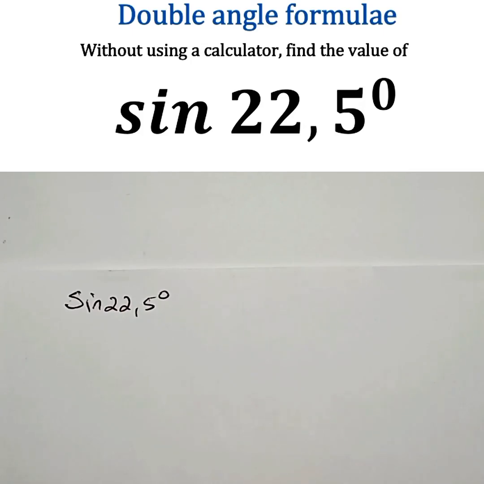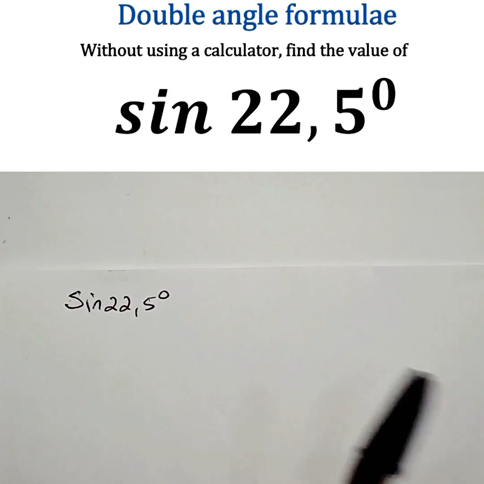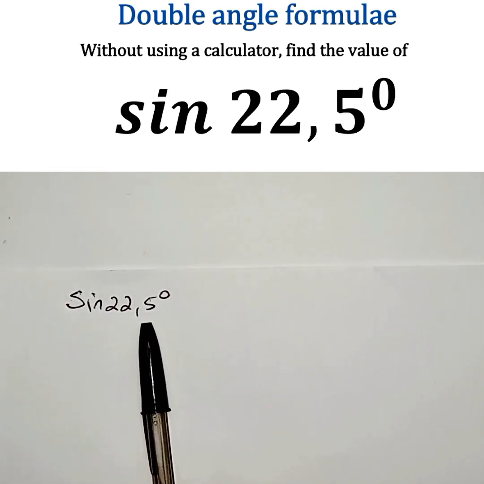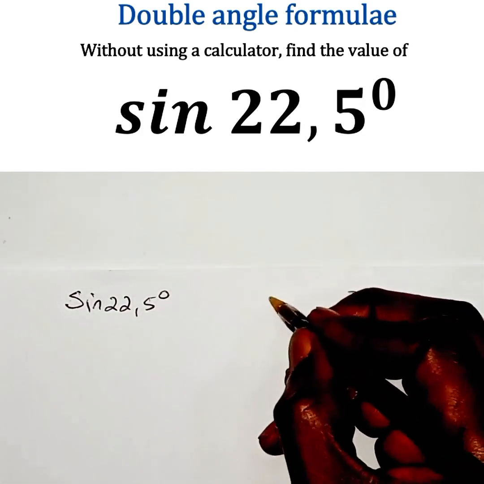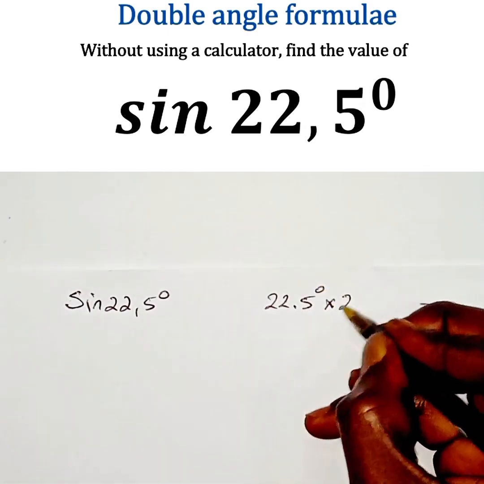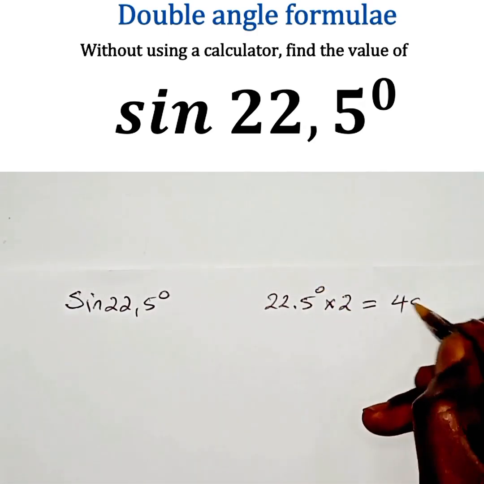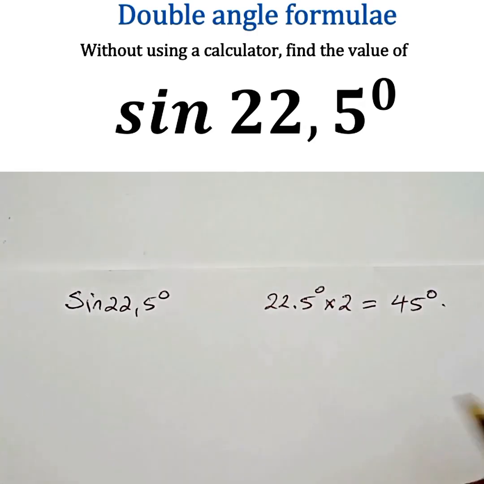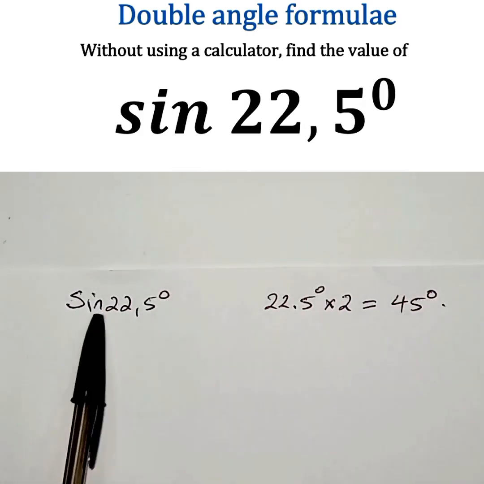In this math tutorial, we are evaluating the value of sine 22.5 degrees without using a calculator. Now, 22.5 degrees times 2 gives us 45 degrees. Okay, now I want to use the double angle formulae to simplify that.